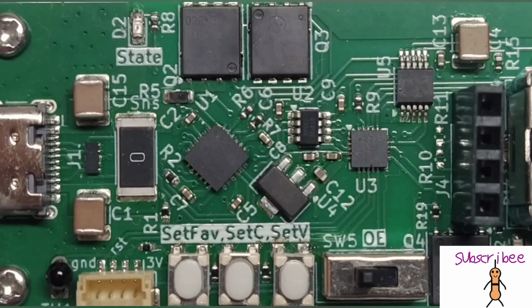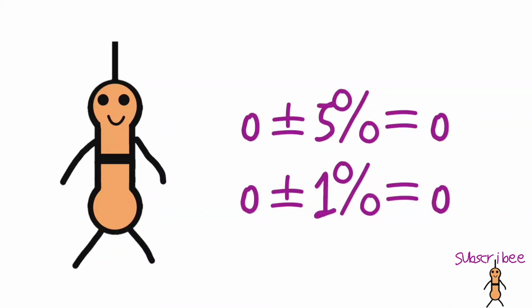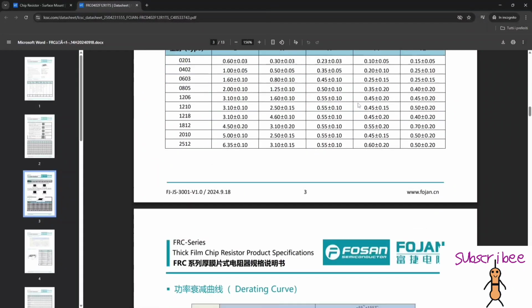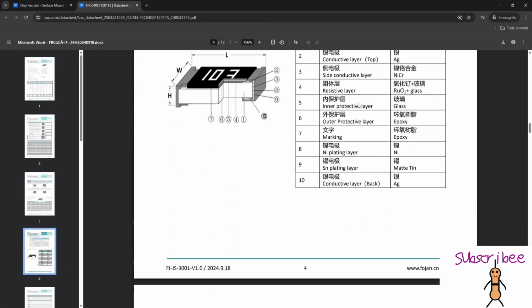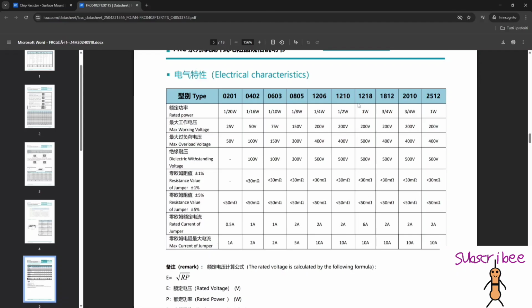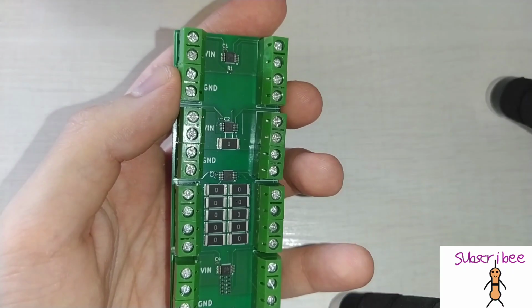Although it doesn't make sense to say 0 ohm plus minus 5%, because mathematically it will always be 0, the convention has remained. But instead it gives you the maximum value you can get. For example, if you look at this datasheet from Fusion, a 0 ohm resistor with 1% tolerance has a guaranteed maximum value of 30 milliohm, whereas if you buy the 5% one, you will get a guaranteed maximum value of 50 milliohm. Now I want to do some tests.